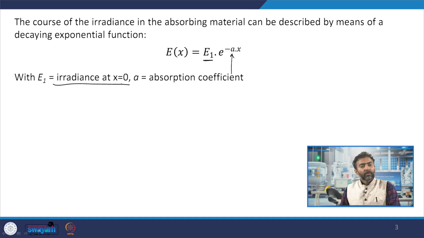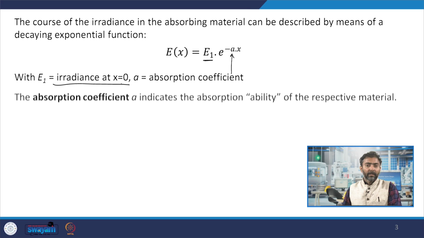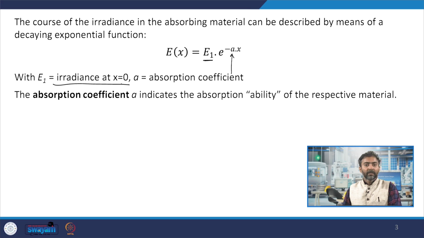Now this absorption coefficient is a property of a material, and it indicates the ability of the material to absorb radiation, or the absorption ability of the respective material. So what do you expect? Would you like to have a high value of alpha or a low value of alpha? When I ask my students this question in the class, everyone instinctively answers that yes, we should have a very high value of alpha because it is the absorption ability of the material. However, there is a little more to it.